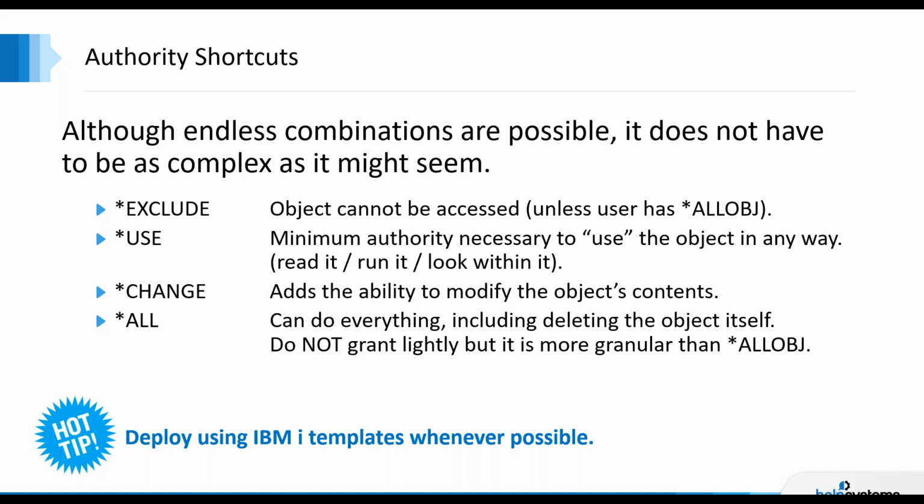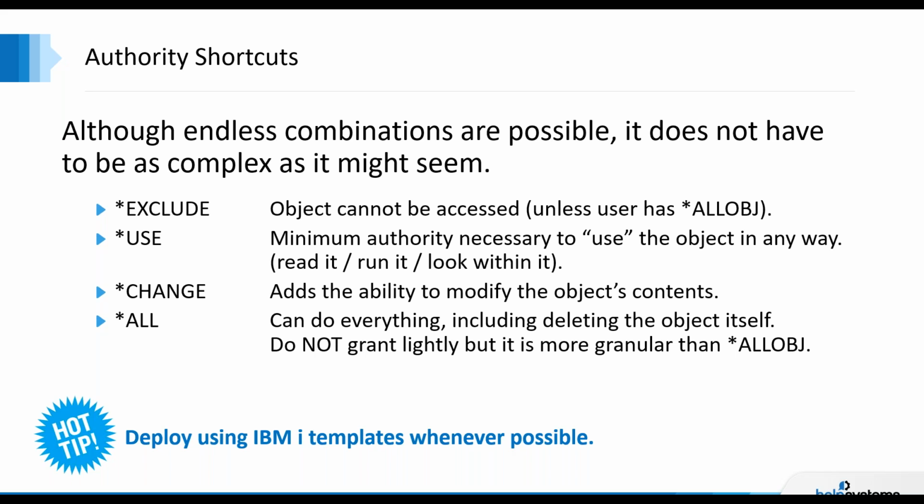When we up the ante a little bit and we go to use, now we have the ability to touch the object. If it contains data, we can see the data. If it's an application, we can invoke it. Okay, so that is the minimal amount of authority we need in order to do something.